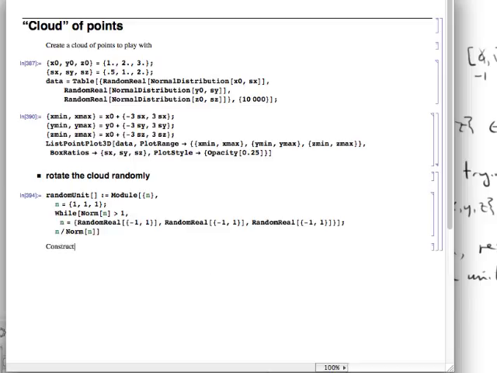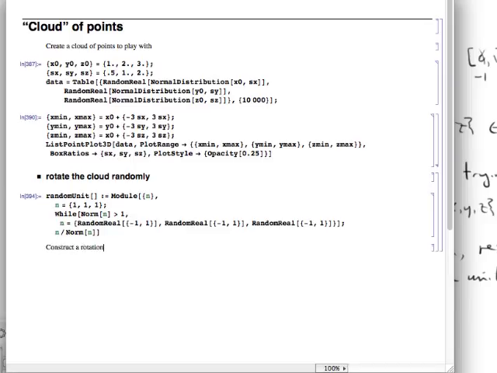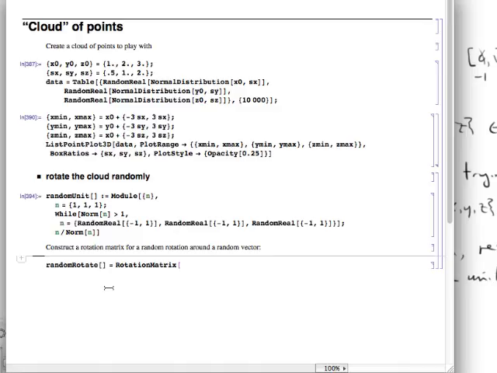Now I want to construct a rotation matrix for a random rotation around a random vector. We're going to call that random rotate. And we'll use Mathematica's built-in rotation matrix function, which rotates about, in one form, a vector by a given angle. And the way it works is, well, we can check this.